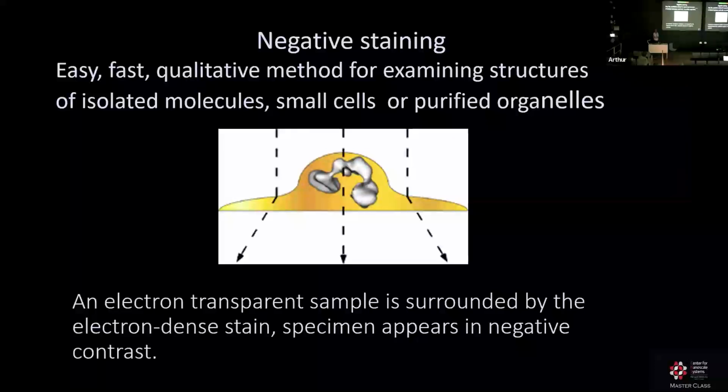It's a fast, easy, quantitative method of examining structures, isolated molecules, small cells, or purified organelles. If we think of this as an electron transparent sample that you've purified and you've surrounded it by an electron dense stain, it appears in negative contrast, as opposed to the object itself being stained and the background being white, which would be positively stained.